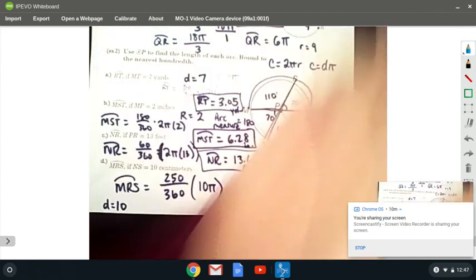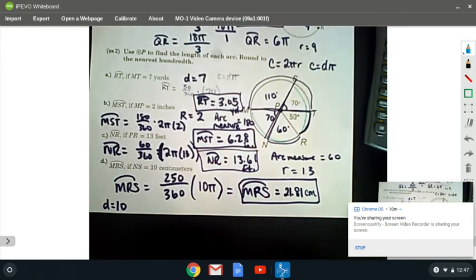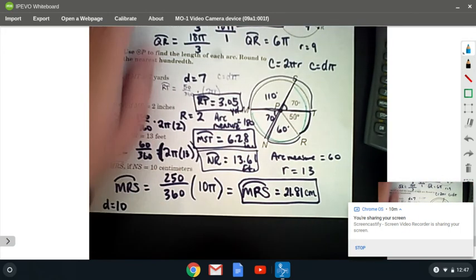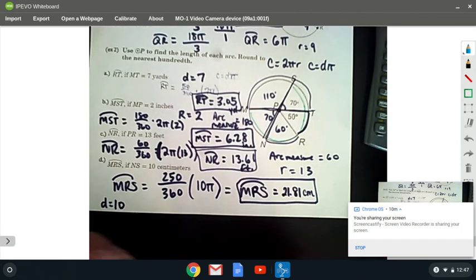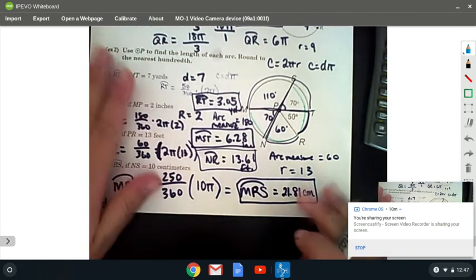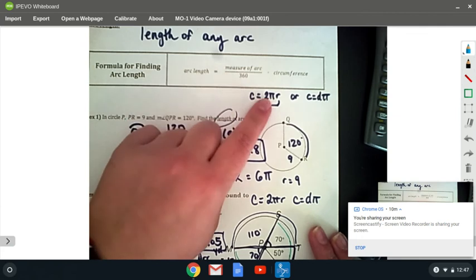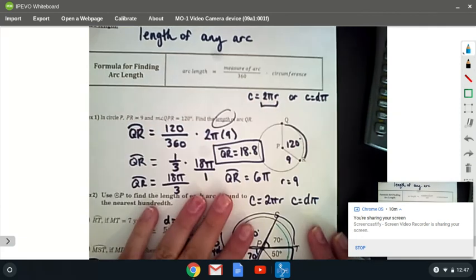Okay. So this is how you find arc length. Make sure that you always put your units on here, and make sure that you are always having this formula handy and these formulas handy.